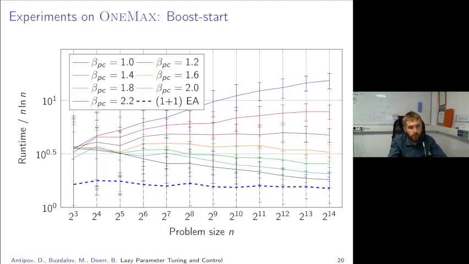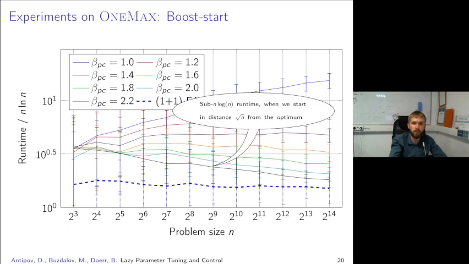We were also interested in the experiments when we start close to the optimum, and we ran our algorithm starting at distance square root of n from the global optimum, and we can see that the (1+(lambda,lambda)) GA has sub-n log n runtime in this setting.